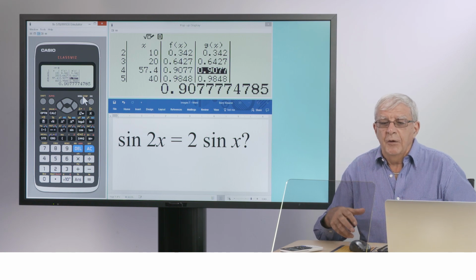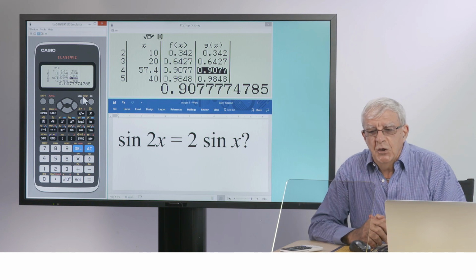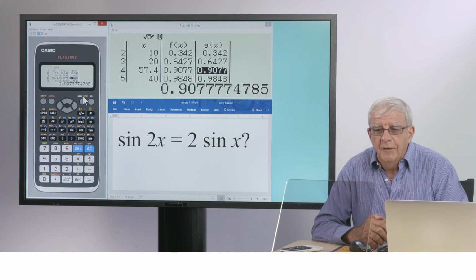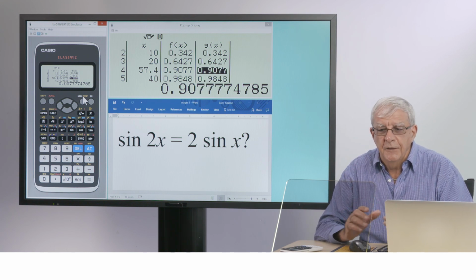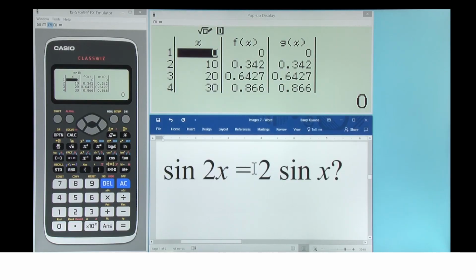Some examples of where it doesn't hold are enough to show that something is not an identity. But we need to have a proof to show that something is an identity. This video has shown how to demonstrate and explore the idea of a trigonometric identity on ClassWiz. Of course, algebraic identities can also be explored in exactly the same way.